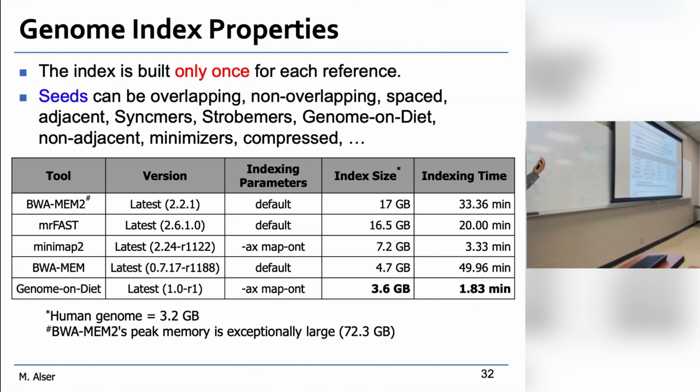There are other methods called syncmers, strobemers, genome on diet, non-adjacent, minimizer, compressed, and so on. There is a really large number of methods for how we pick the seeds. Hopefully, over the next 2 lectures, we are going to continue with this topic and see some of those in action. Today, we will go over 2 methods, and we will continue next lecture with other methods, okay? This is a very important area of research, okay?